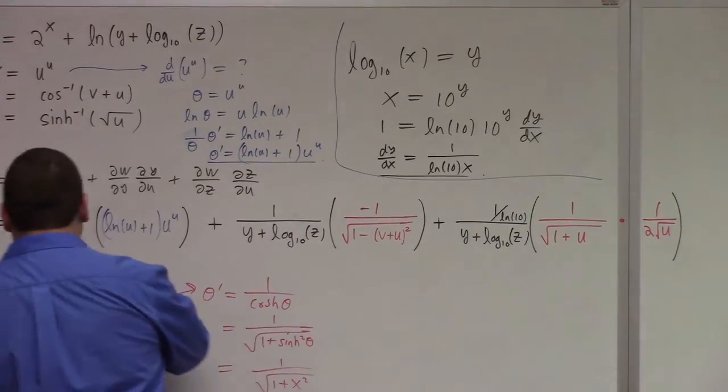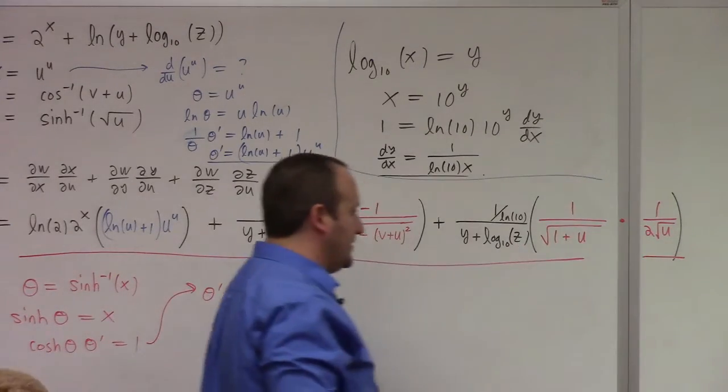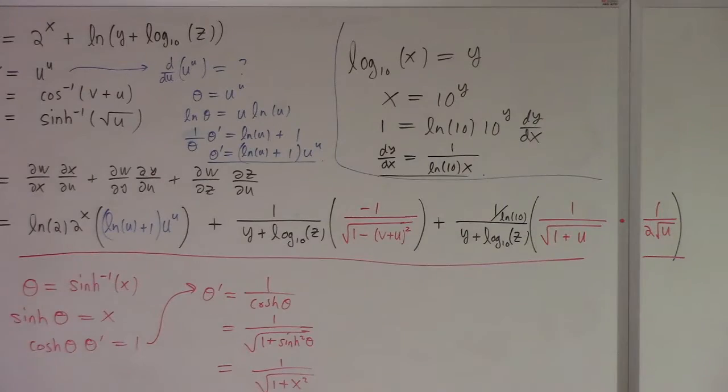If you don't mind, I'm going to leave my answer in terms of intermediate variables because I really don't feel like putting in x, y, and z as what they are.